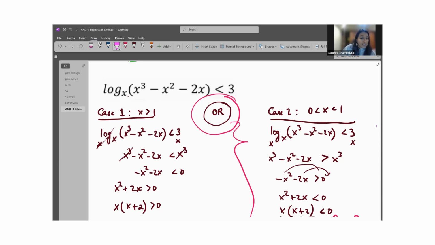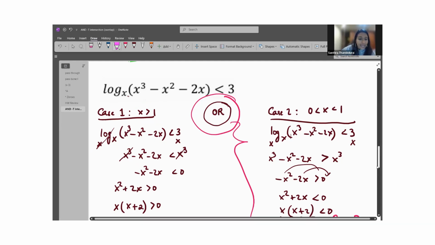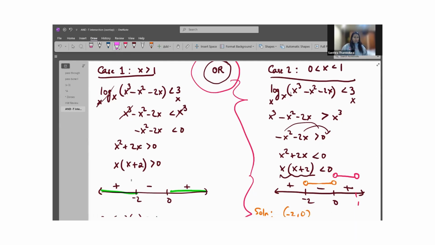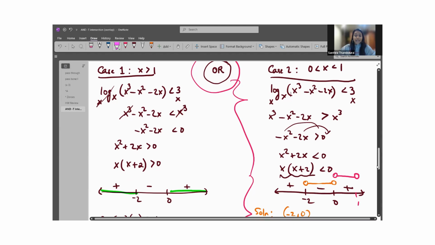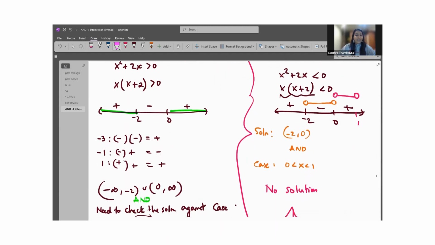So bring all that to the one side. I'm going to x squared plus 2x is greater than 0. So x times x plus 2 is greater than 0. And then where is my inequality? Positive. So it's here and here. So my answers are, negative infinity to -2, union 0 comma infinity. That's what I got here. Where is my function positive, right?